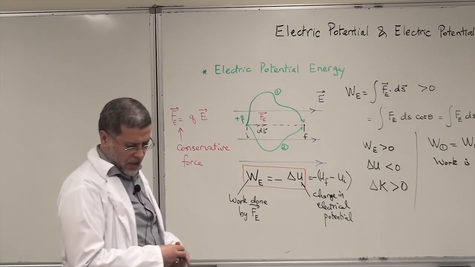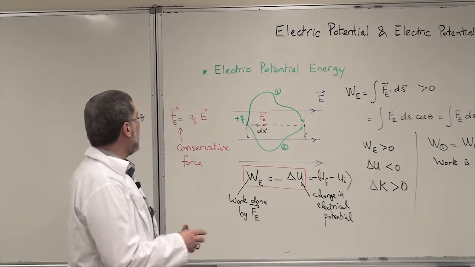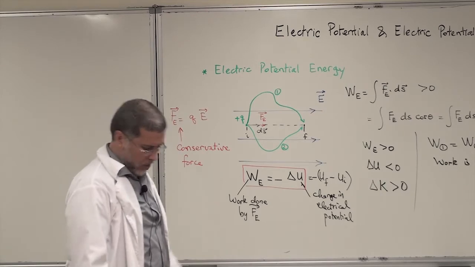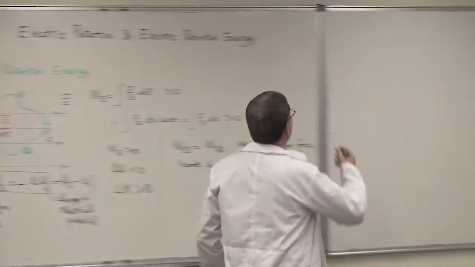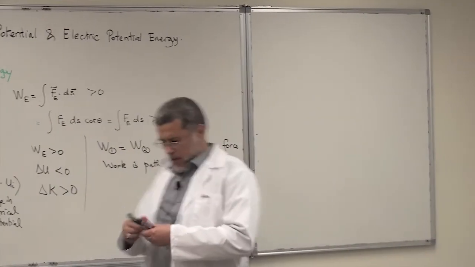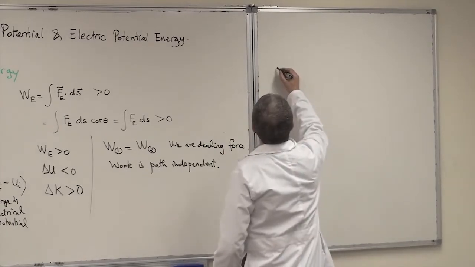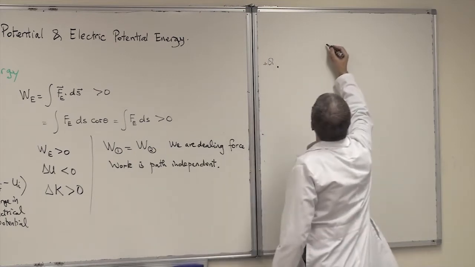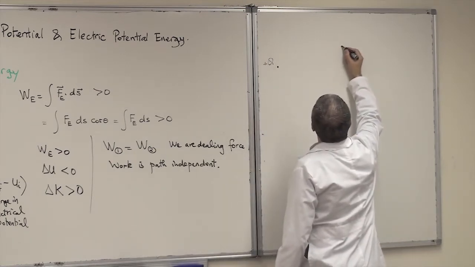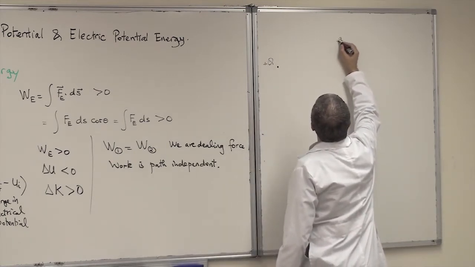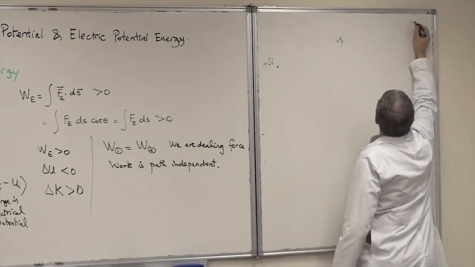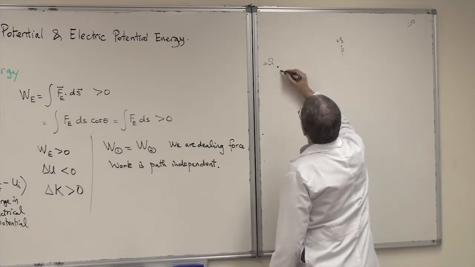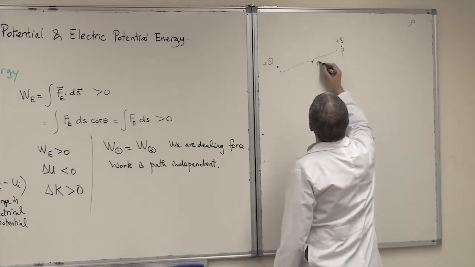Now let me show you how we can relate this to the configuration. I'm going to do some work here. Imagine you have a charge, Q, and I'm going to bring a small positive charge, small q, from infinity to this point. I'm going to call this point P. The distance from here is r, small r.